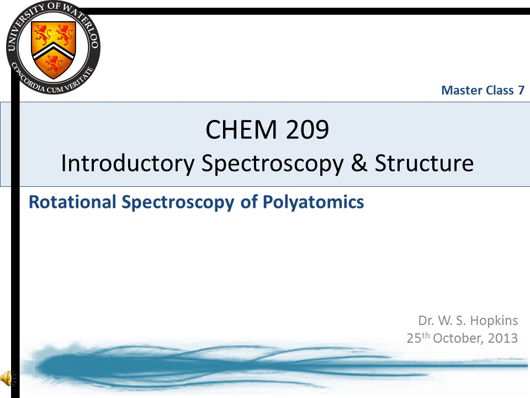Welcome to the Chemistry 209 Masterclass series. This series of lectures is intended to highlight the key concepts of introductory spectroscopy and structure. This lecture, Masterclass 7, discusses rotational spectroscopy of polyatomic species.